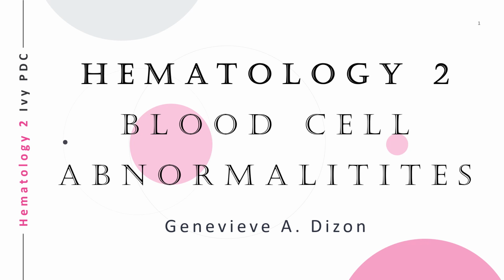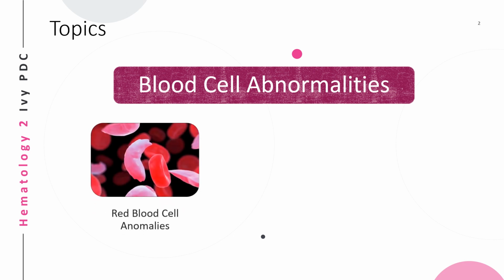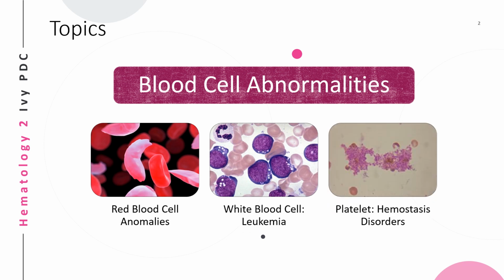Hello everyone, this video is about Hematology 2 where we will be discussing abnormalities about the blood cells. The blood cells to be discussed in this set of videos would be the red blood cells, white blood cells, and platelets. In this video, we will concentrate on the different red blood cell anomalies.